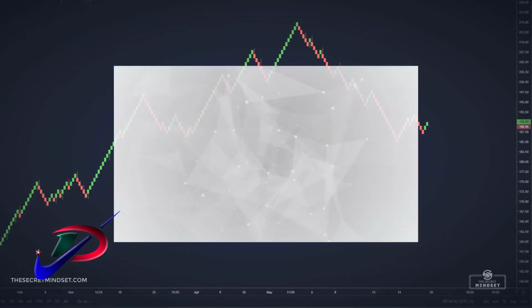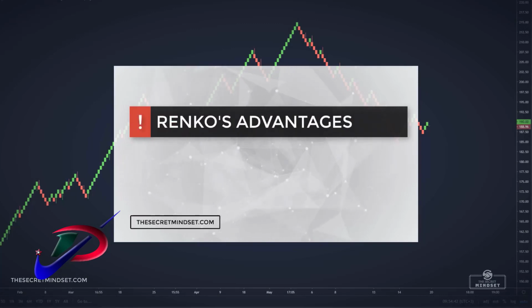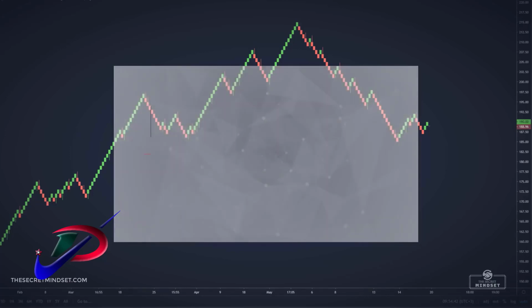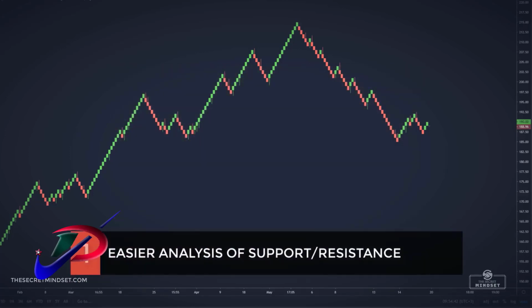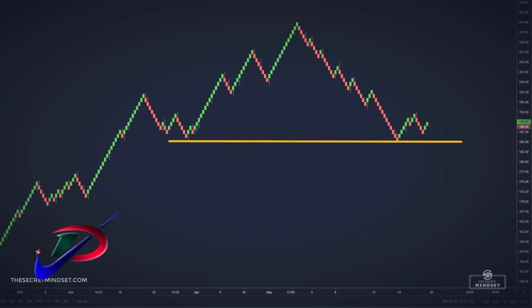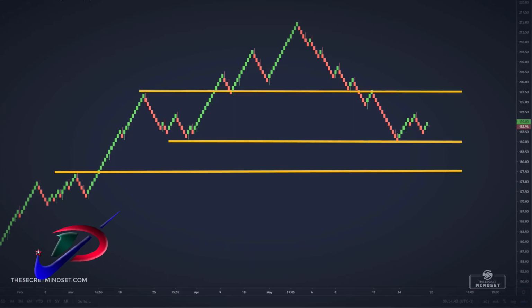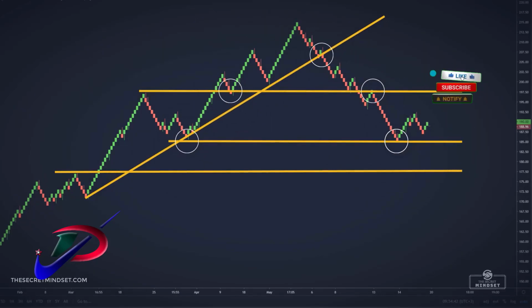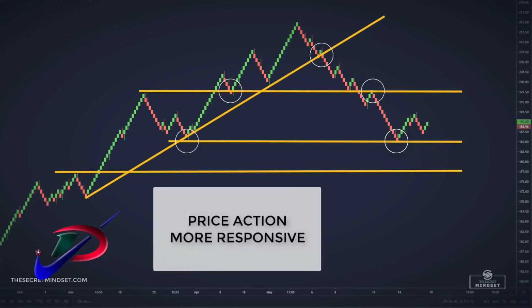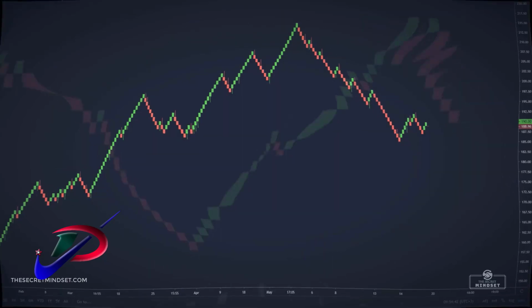Now, you might wonder, how is this better than a classic candlestick chart? Here are the main advantages of Renko trading. First, Renko charts are very effective for traders to identify key support and resistance levels. In this chart, we notice how simple it is to plot the support and resistance levels. And most interestingly, notice how price reacts to these support and resistance levels from the left side of the chart. By using a Renko chart for support and resistance, we can see the price action being more responsive.